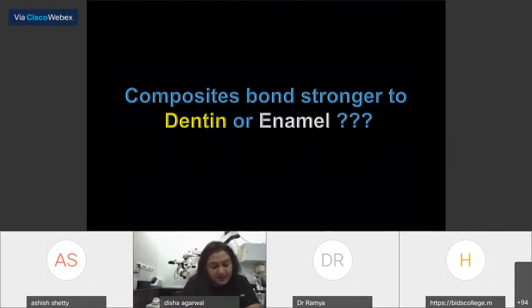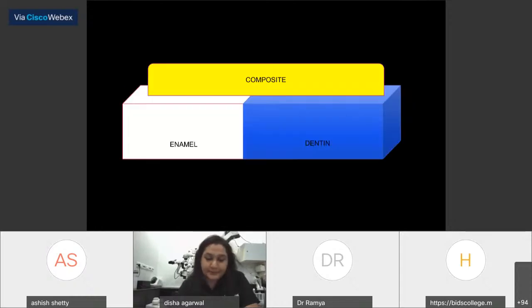So usually when I start my presentation, I always put forward this question. Does composite bond stronger to dentine or enamel? Whenever we have this event, I'm sure most of you would agree that composite bonds stronger to enamel. But this was my opinion about 1.5 years back. Now I can say this is not true. Why? We'll see very quickly.